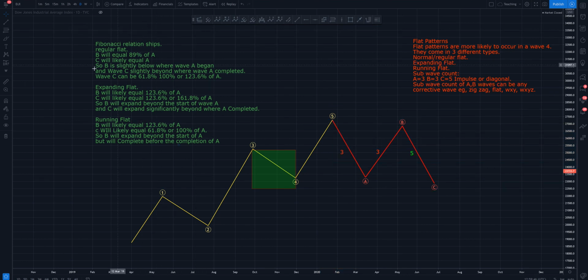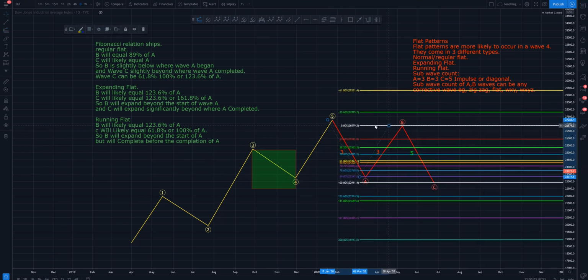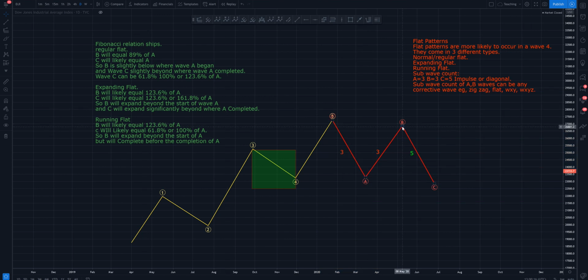The next thing is C will likely equal A. What this means is that C is going to be 100% the length of A. So we find our top of our A using our Fibonacci extension tool, the start of our A to the bottom, to the top of our B with a zero bound, and that gives us 100% extension of the C from the A, meaning that the length of the C is equal to the A. So in this scenario, as you can see, the B is going to complete slightly below where wave A began, and wave C is going to complete slightly beyond where wave A completed.